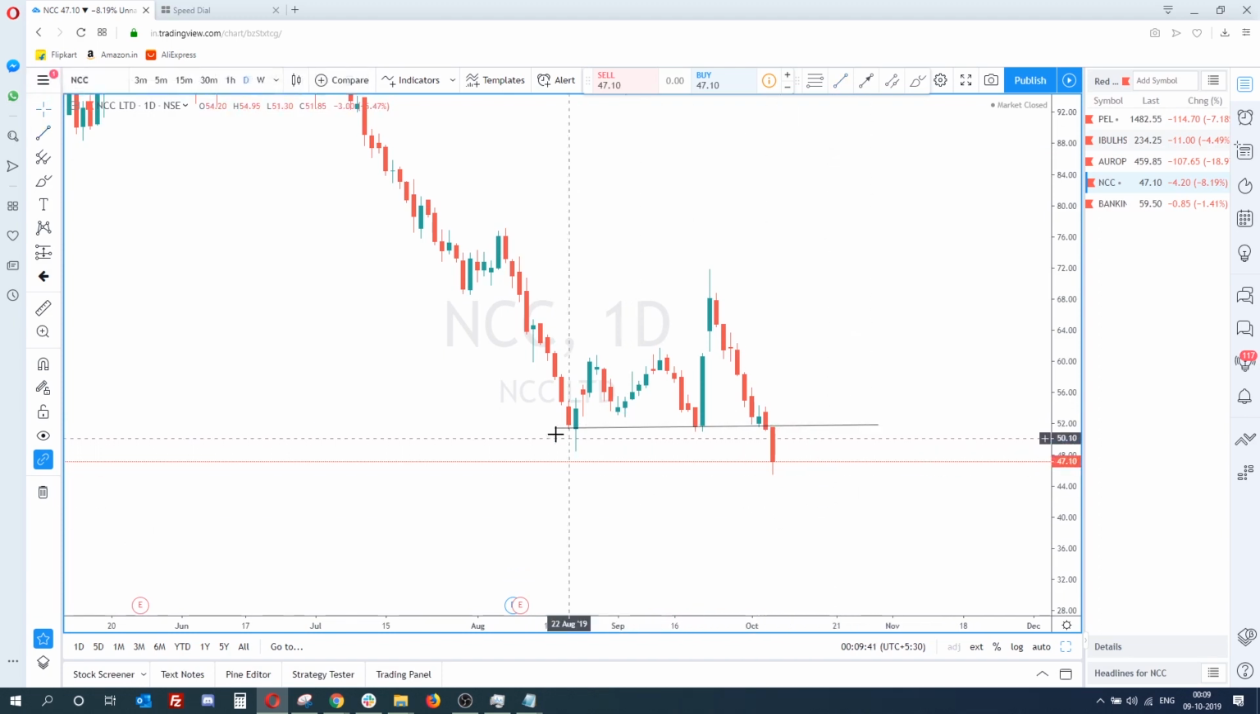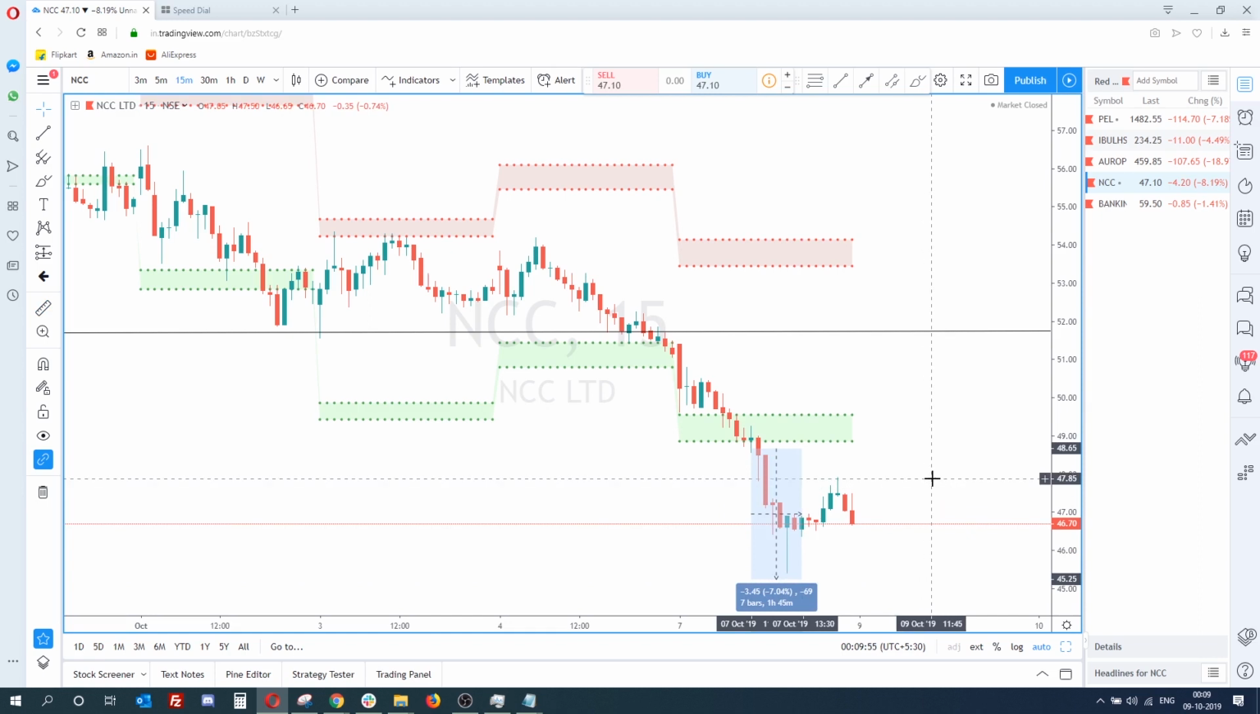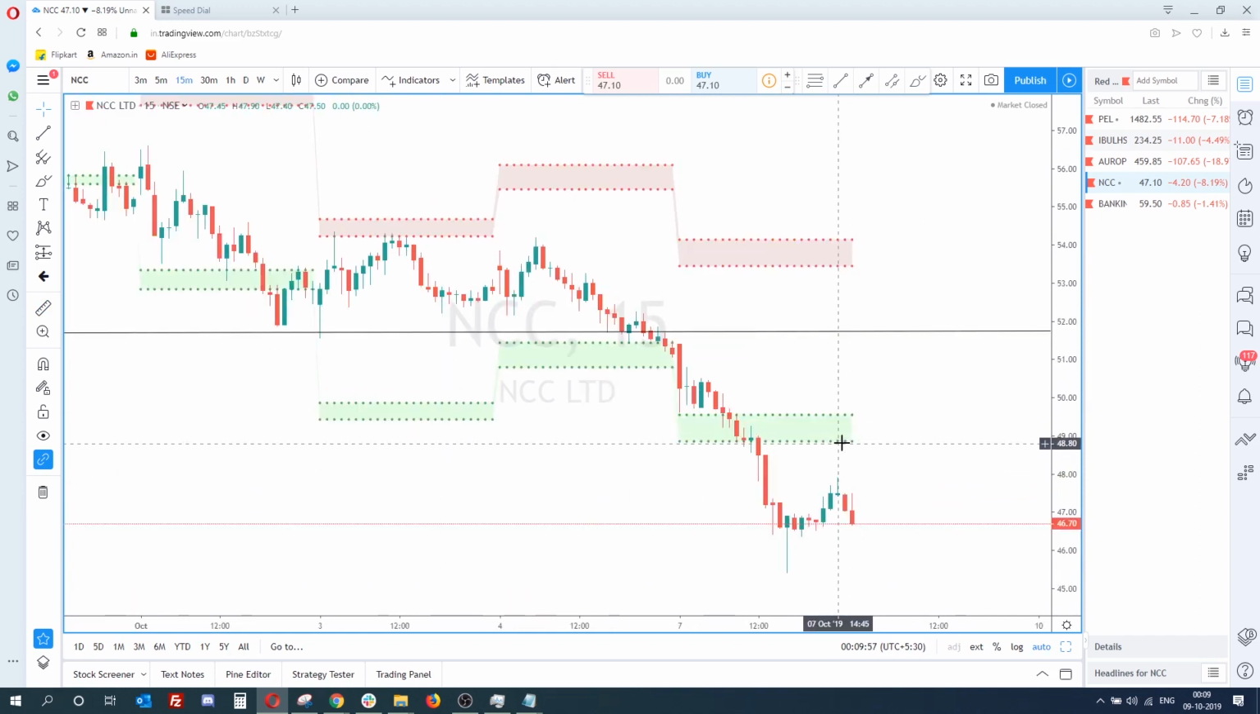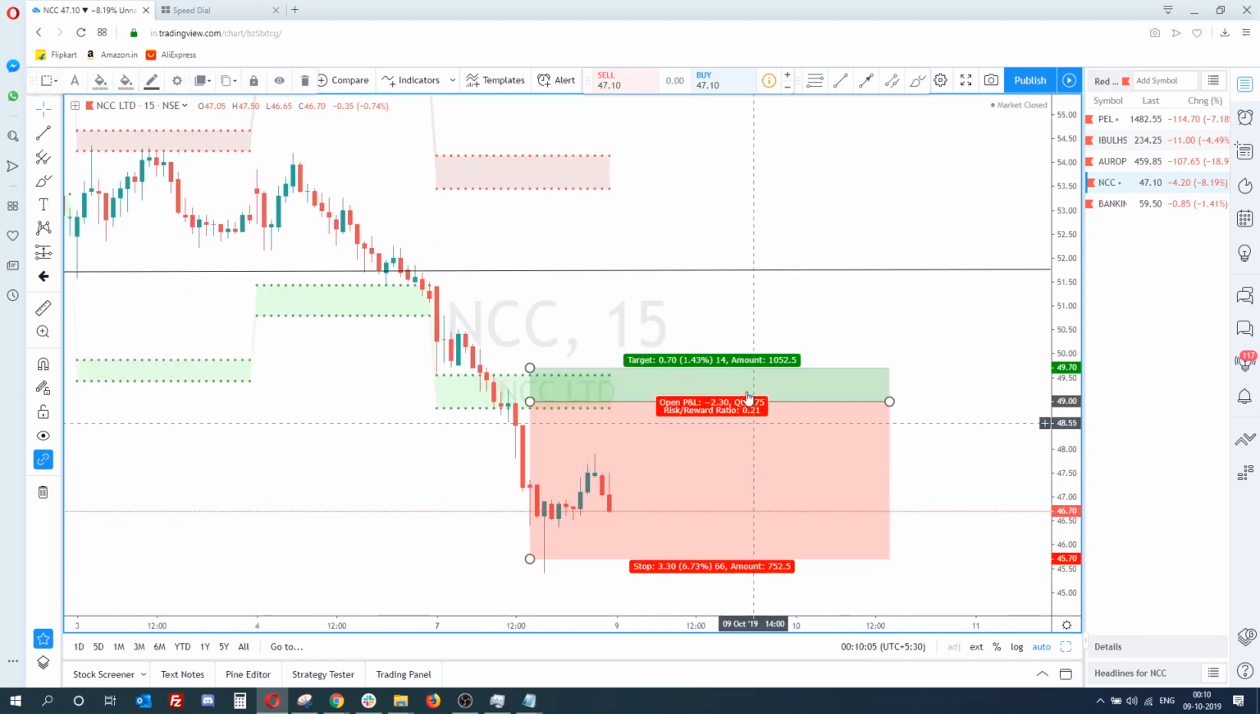So yes, it may look like a support. Yeah, we don't care. If it's a horizontal line also, it's fine because we are just joining two areas, right? So there was a breakdown and we take a trade here. So here, what should be your stop loss? Your stop loss should be above your zone always.